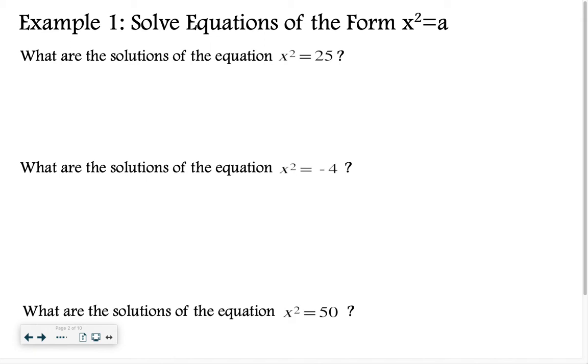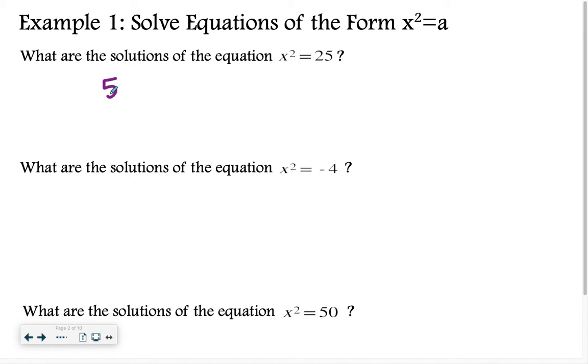Okay, so let's look at the very top one. What are the solutions of the equation x squared equals 25? So if I asked you, what number squared equals 25, a lot of you would probably be able to spout off the number 5. And you wouldn't think of anything else, you'd move on to the next problem.